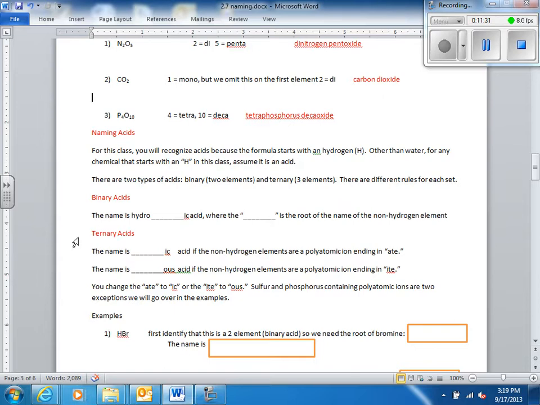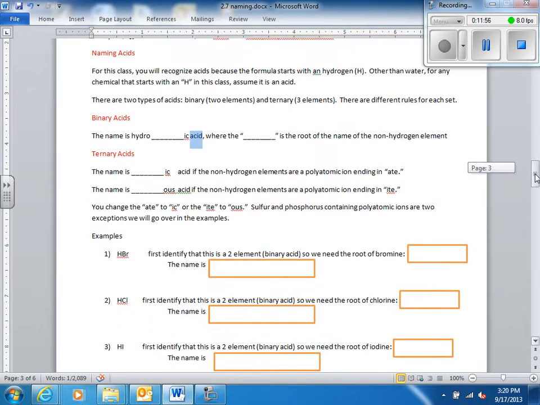Ternary, 3 elements. We write the name as blank-ic. Notice there's no hydro in these. The way that you know you have a ternary is the word hydro is missing. This word acid, that's what denotes that we have hydrogen in the compound. Okay. So another key thing, ate becomes ic, ite becomes ous. So let's do some examples.